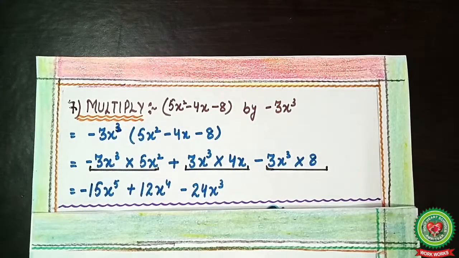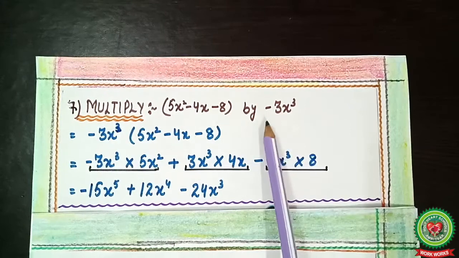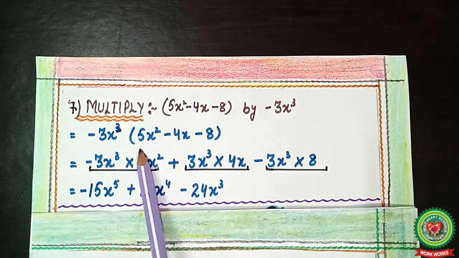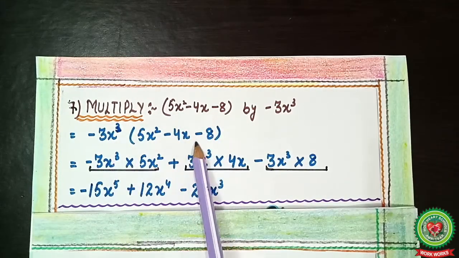So now move to the last example. So here multiply again a trinomial by a monomial expression. Now here you can see that in this trinomial expression I have taken 5x squared minus 4x minus 8 by minus 3x cubed, right? So here you will write the monomial at the first place and the trinomial at the second place.